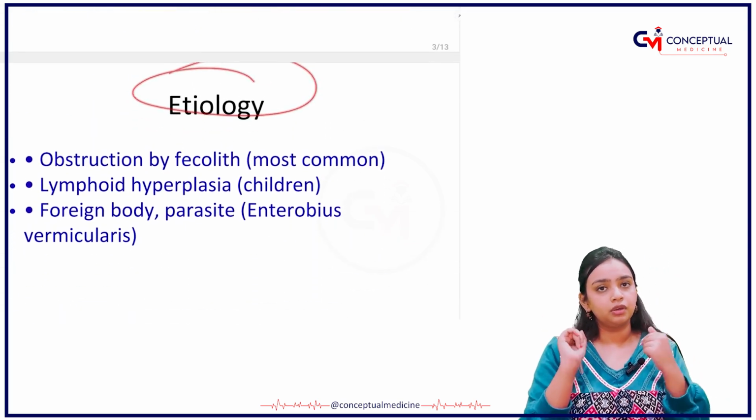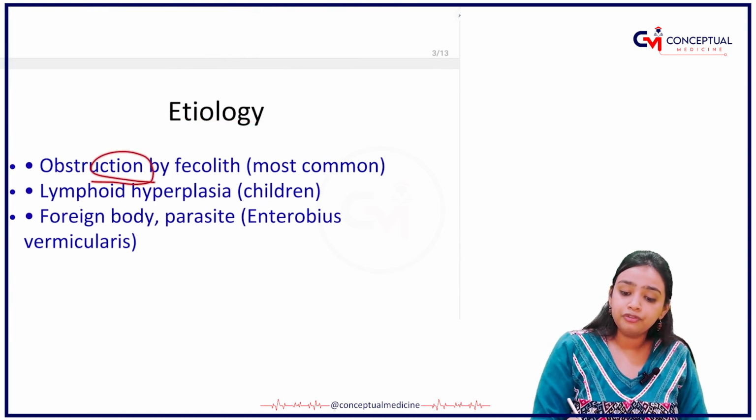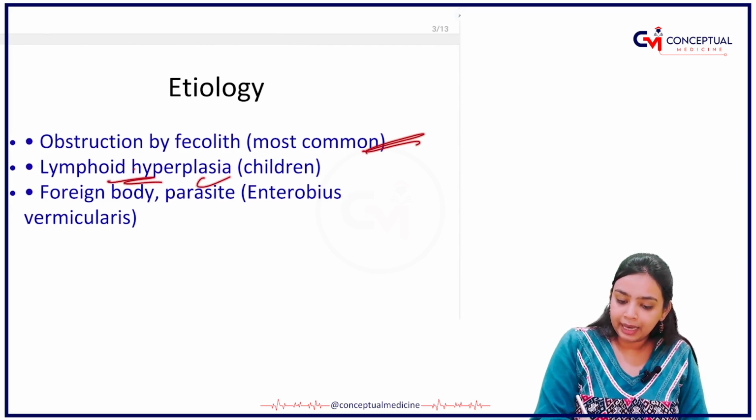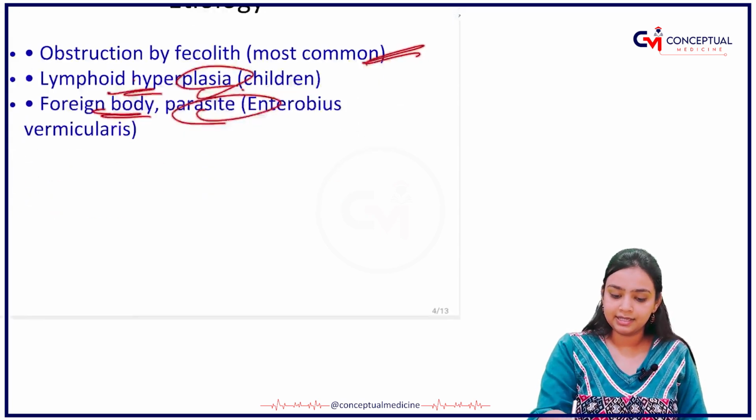Now see, what I was talking about is the etiology. Obstruction by fecaliths, that is your fecal matter, is the most common. Then you have lymphoid hyperplasia, foreign body, and parasites.